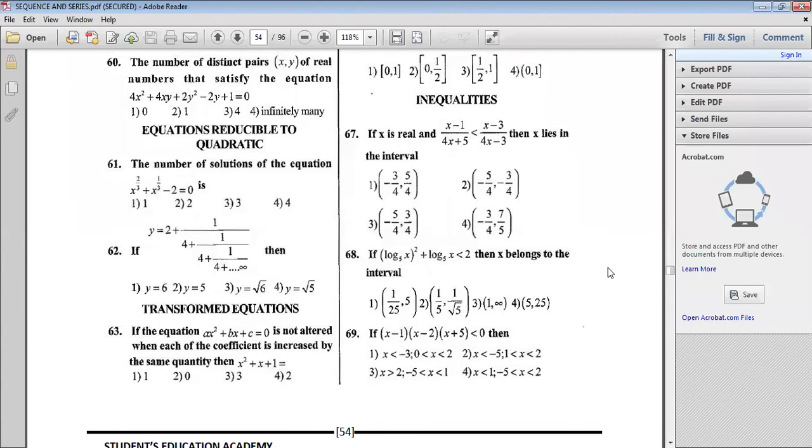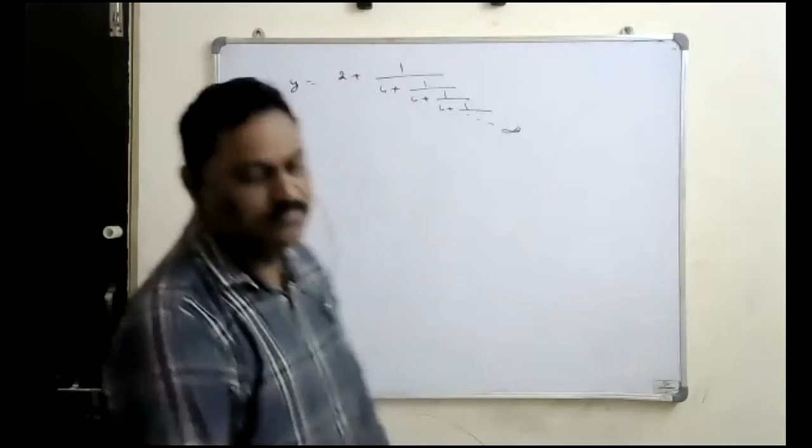Observe this problem. y is equal to 2 plus 1 upon 4 plus 1 upon 4 plus 1 upon 4 plus 1 upon 4 plus and so on up to infinity. We got this value. So what is the value of this y? y is equal to how much?